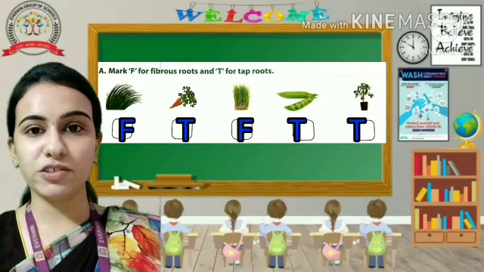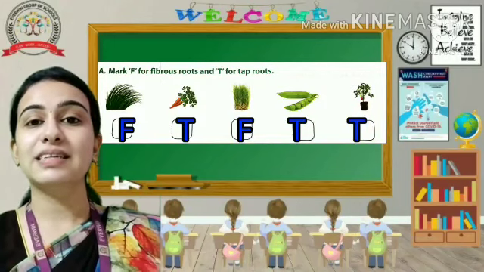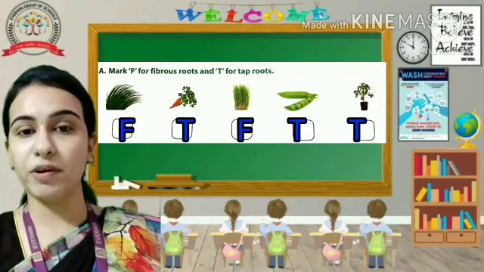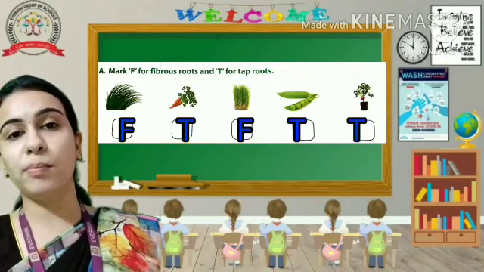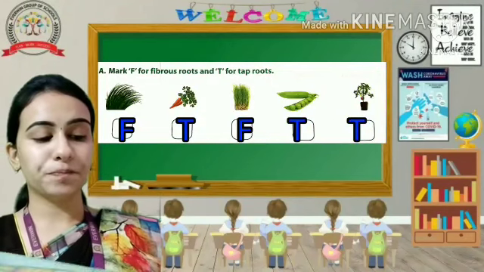So the first one is fibrous root. The second one, carrot, is a taproot. The third one is fibrous root. The fourth one, pea plant, is taproot. Then the last one, potted plant, is taproot.